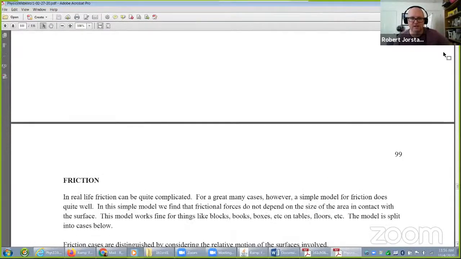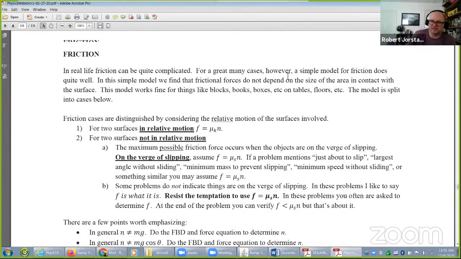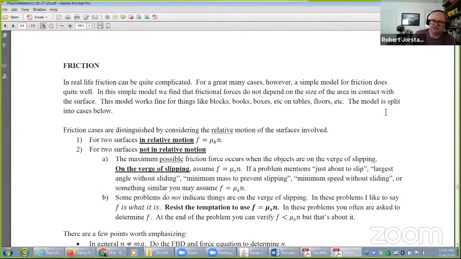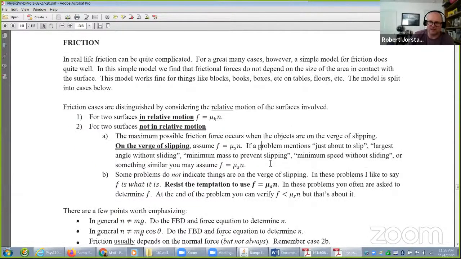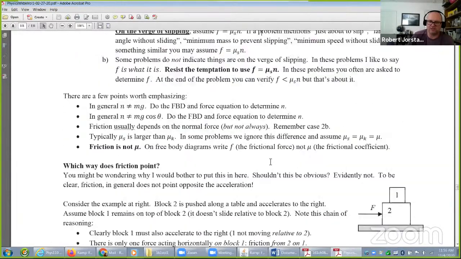All right, so we're talking about friction. This is page 99 up here. Friction is pretty complicated. Notice the word relative motion, which is something we discussed in chapter 4. There's a bunch of words here that you can read, so I don't want to go through all of this right now, but there are two things that I want to talk about.